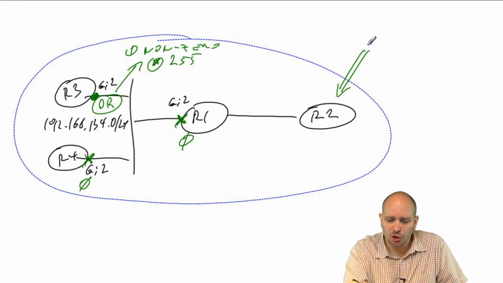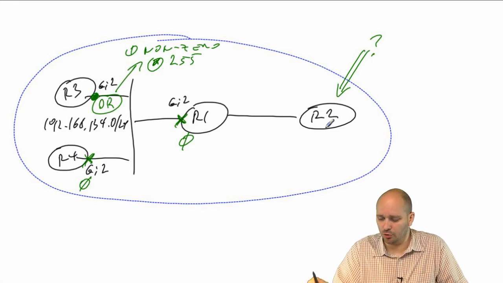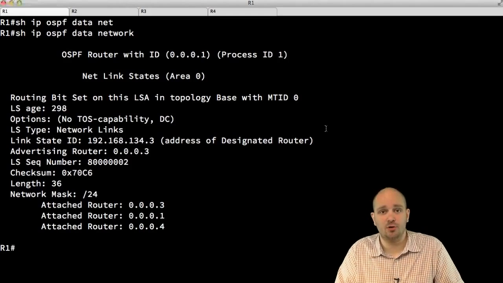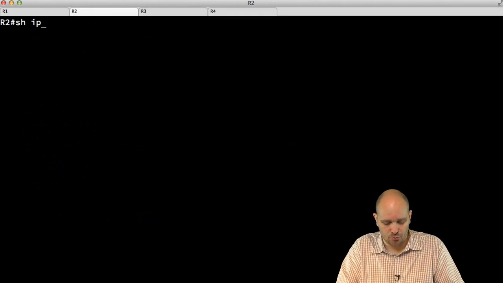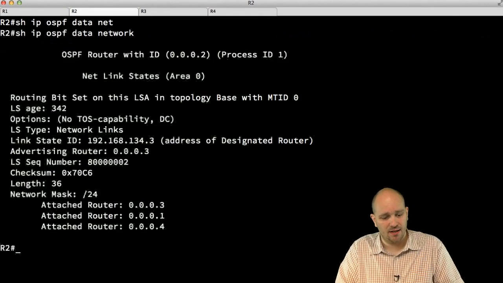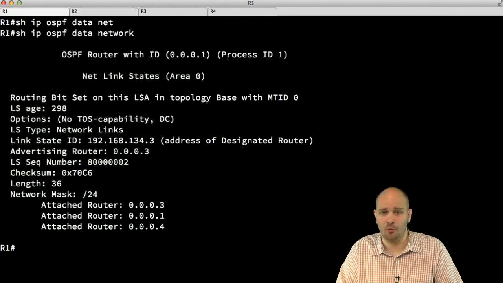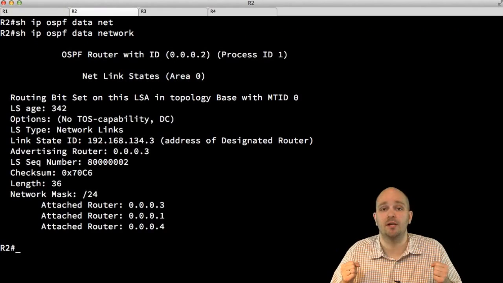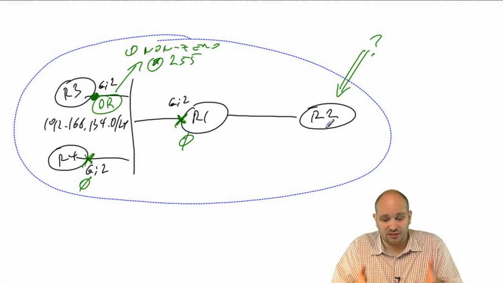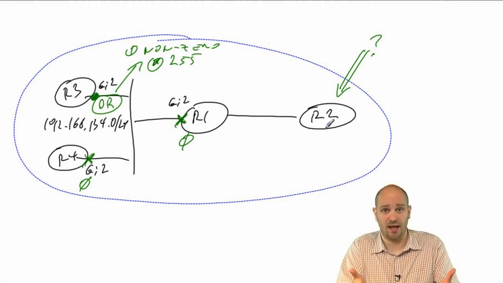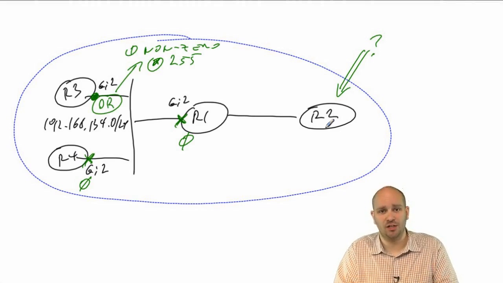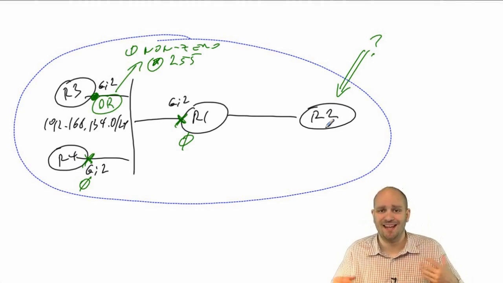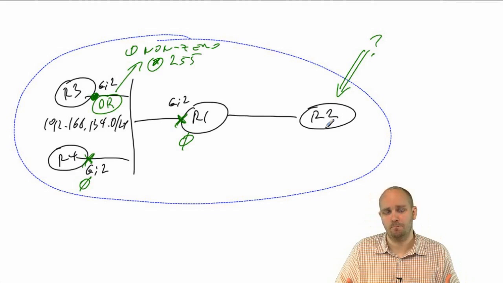So what does R2 see about all this? This is what I see on R1. Let's take a look at R2. If I do show IP OSPF database network, take a look at this. Now I'm on R1, now I'm on R2. R1, R2, R1, R2. Exact same information. Why? Because this is still a single area. There are no multiple areas here. This is still happening in the single area.